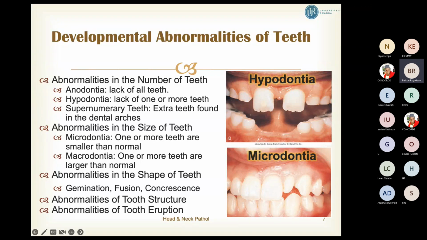Coming back to the abnormality in the number of teeth, you can have anodontia, meaning there are no teeth.